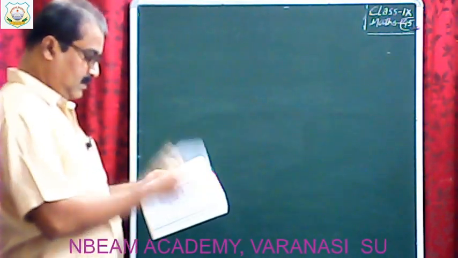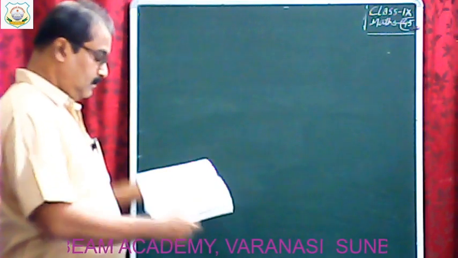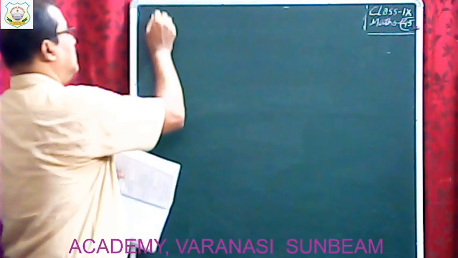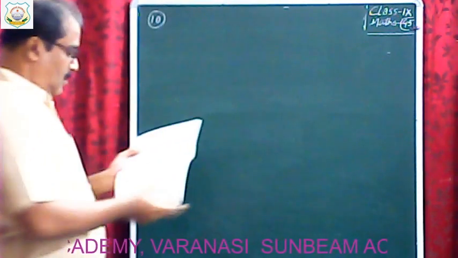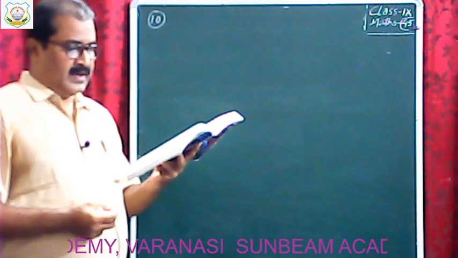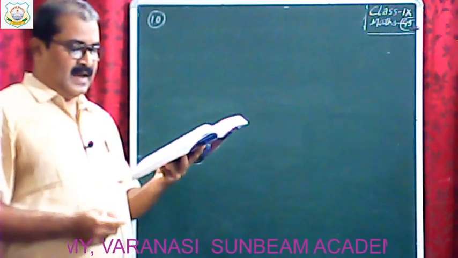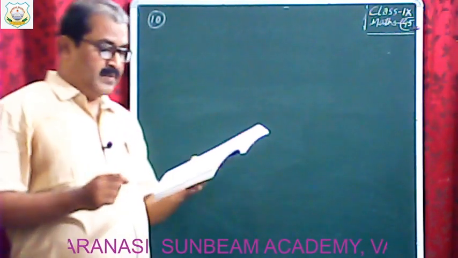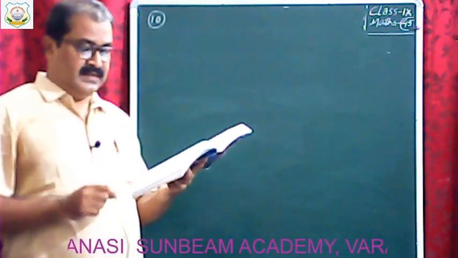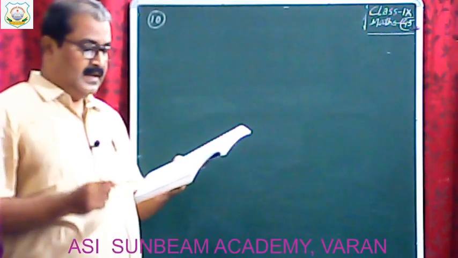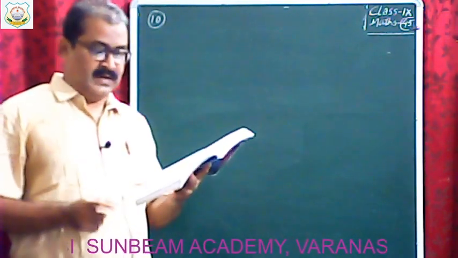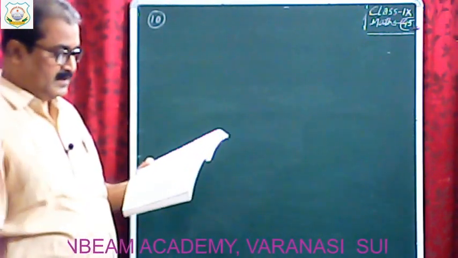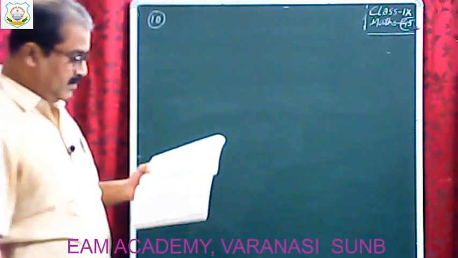Question number 10. The base of an isosceles triangle measures 80 cm and its area is 360 cm square. Find perimeter of the triangle. Base of an iso triangle measures 80 cm and its area is 360 cm square. When a base of iso triangle is given 80 cm and area of the isosceles triangle is given 360 cm square, you have to find perimeter of the triangle.